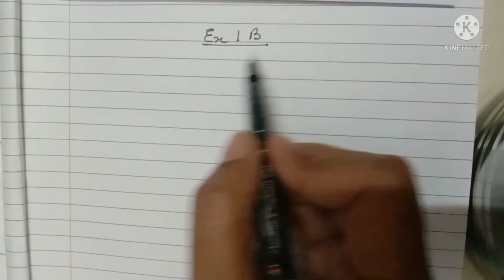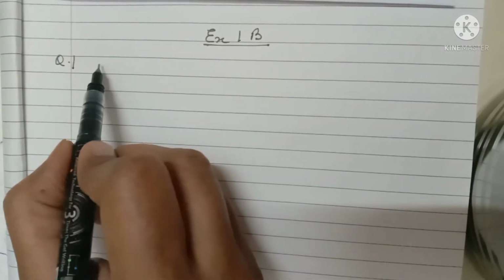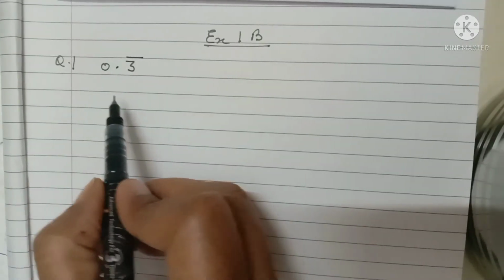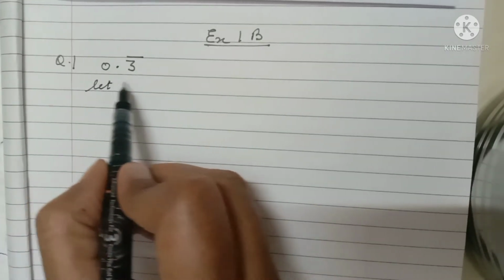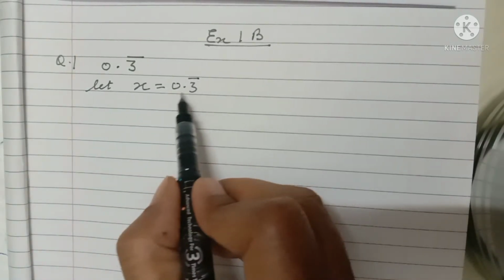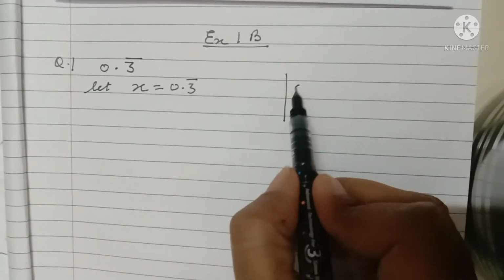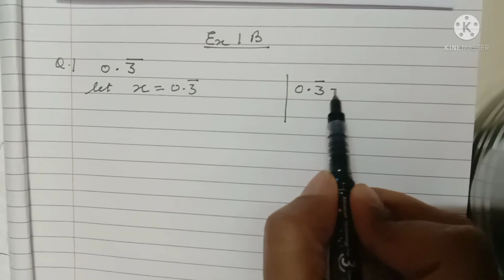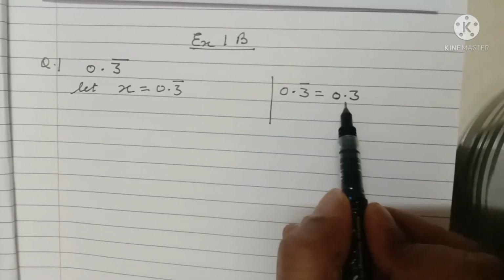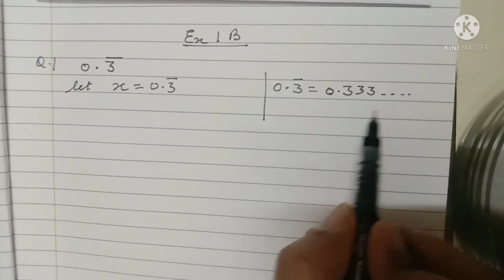Exercise 1B, question number 1, 0.3 bar. Suppose x is equal to 0.3 bar. What does 0.3 bar mean? I am showing here that 0.3 bar is equal to 0.333 and so on. It is continuing.